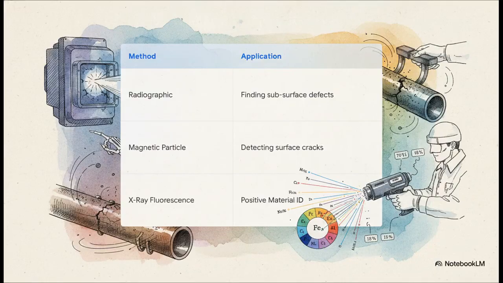Let's look at a few examples of these weapons in action. Radiographic testing, which is essentially industrial X-rays, is absolutely perfect for finding deep, subsurface defects like those hidden hot tears we talked about earlier. Magnetic particle inspection? That's used for finding surface cracks on parts that can actually be magnetized. And then there's X-ray fluorescence, a highly specialized tool. Technicians use these handheld radiation guns to perform positive material identification, literally analyzing the exact percentage of elements inside a material to ensure it is exactly what it claims to be.